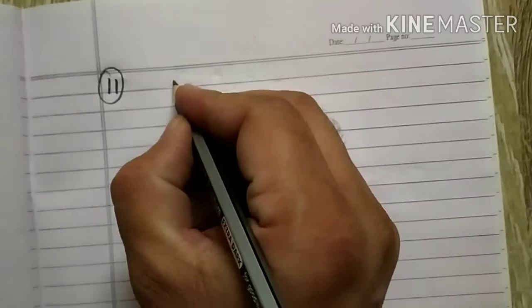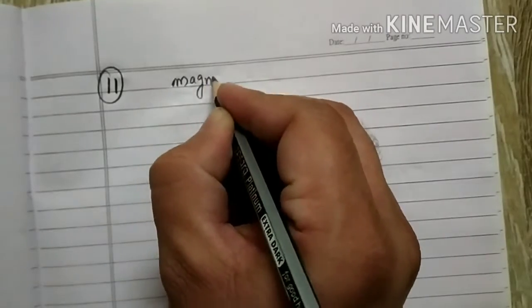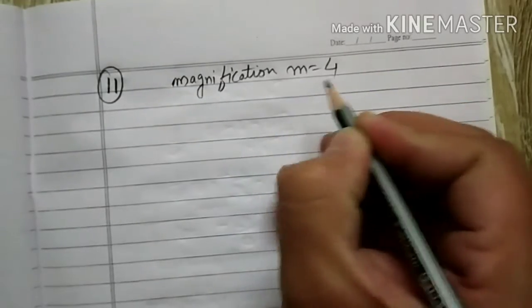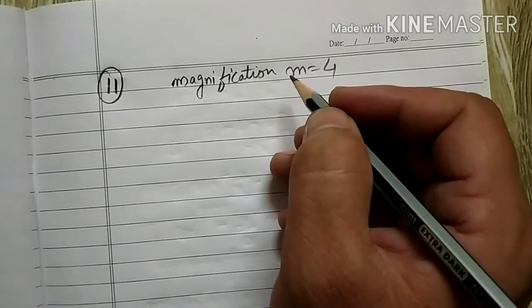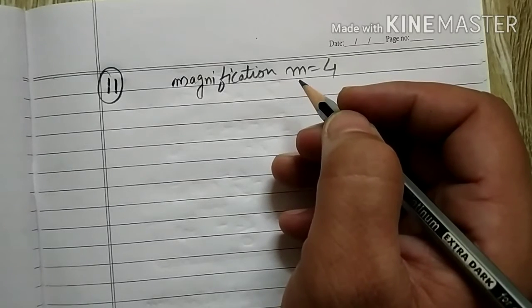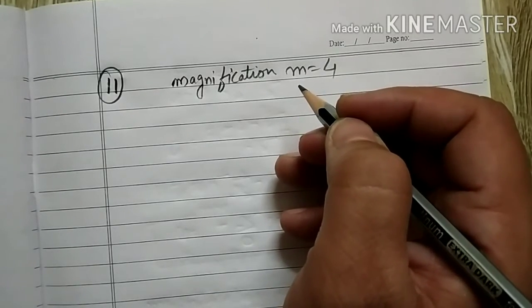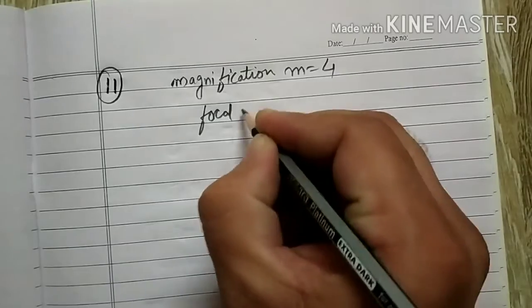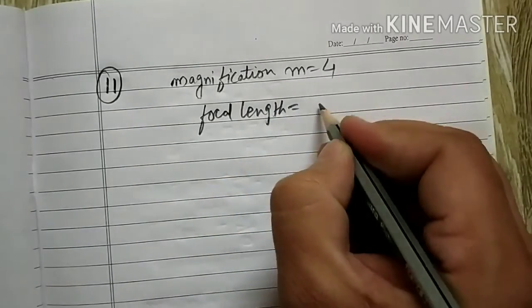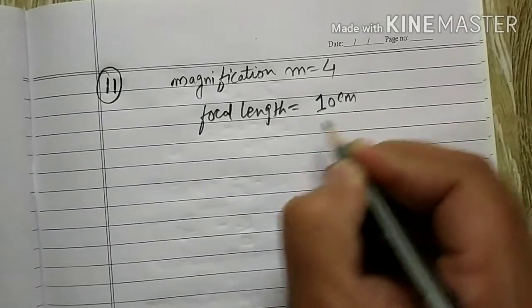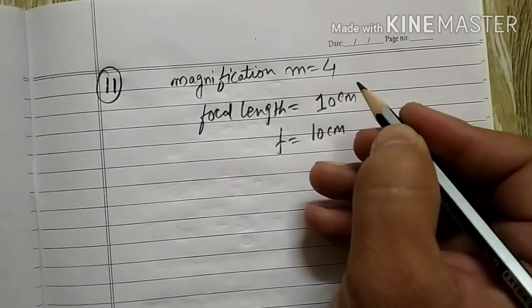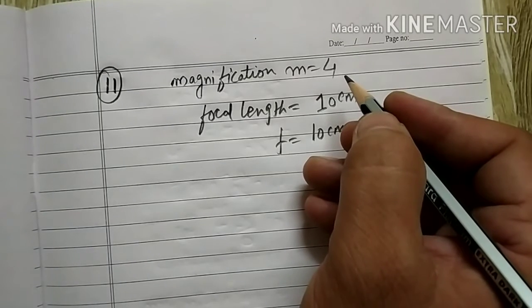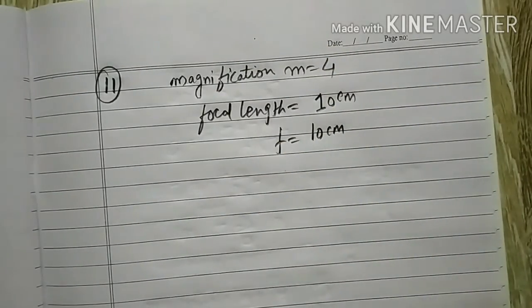Virtual image, that means magnification will be positive. So they are saying the magnification is 4, so magnification will be positive. So magnification m is equal to 4 because it is a virtual image. And one more thing they are saying is converging lens, that means convex lens. Converging lens of focal length 10 centimeter. So we can say f is equal to 10 centimeter directly. And they are asking where the object must be placed so that this condition is fulfilled.